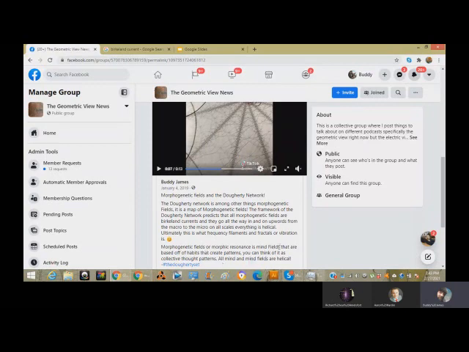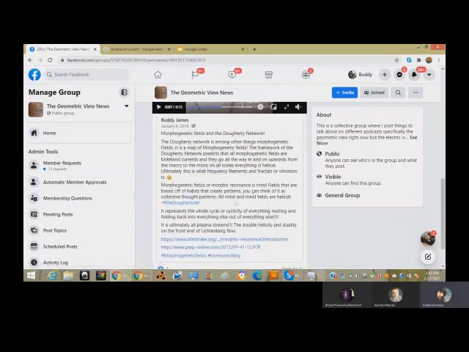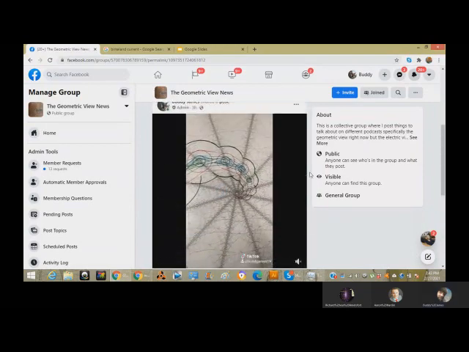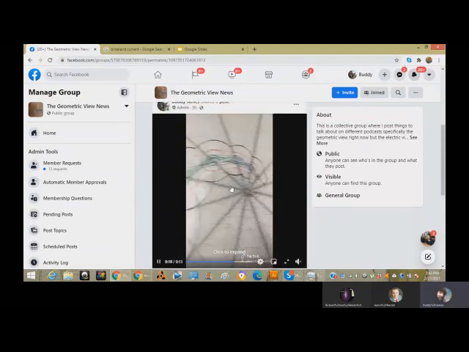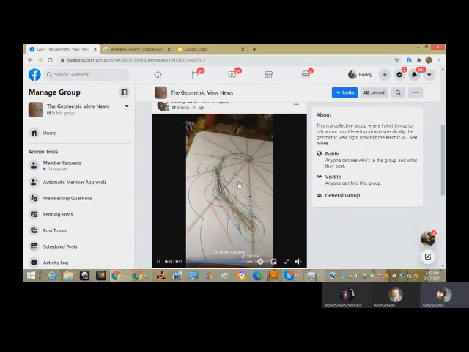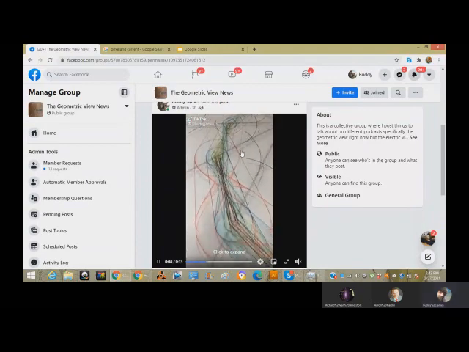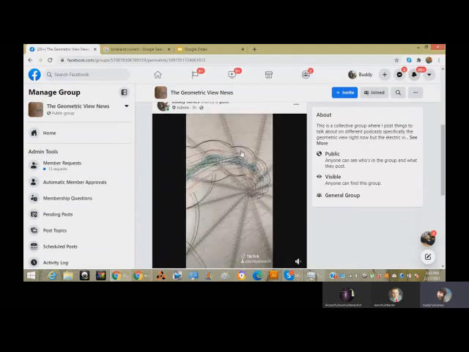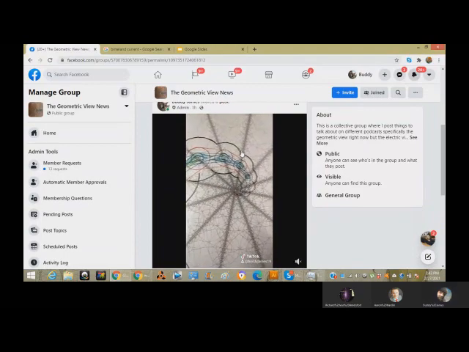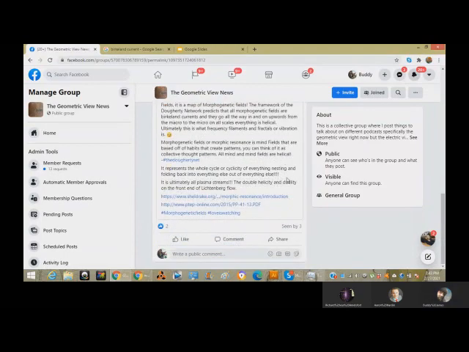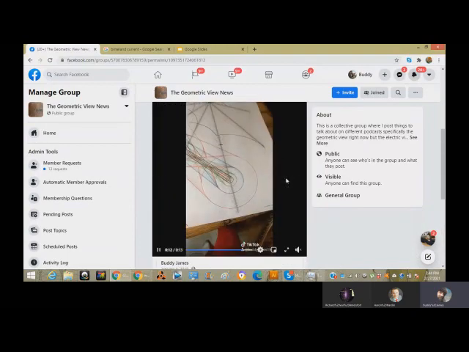All mind and all mind fields are helical. It represents the whole cycle or cyclicity of everything nesting and folding back into everything else out of everything else. It is ultimately all plasma streams, the double helicity and duality of the front end of the Lichtenberg flow. So it's the very front end of a lightning bolt or Lichtenberg flow or charge, or the flash of light that happens when the sperm goes inside the egg. That's a flash. And I'm sure there's a flash of light that happens when we die.